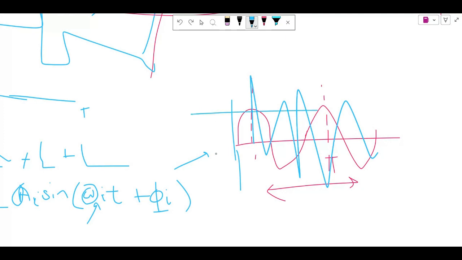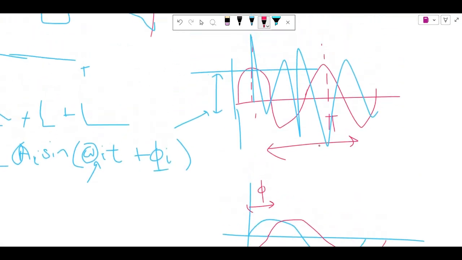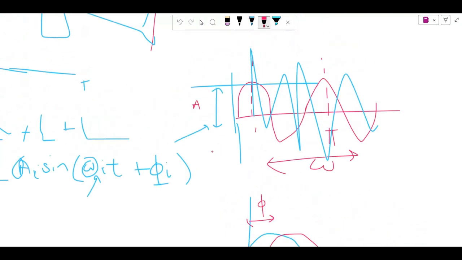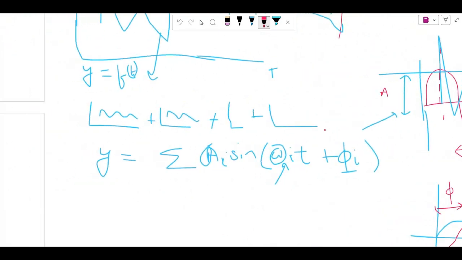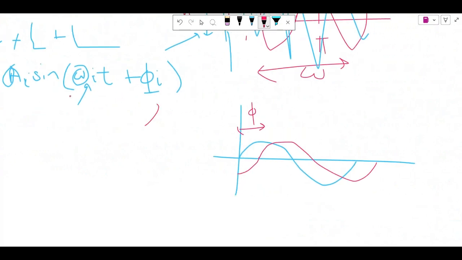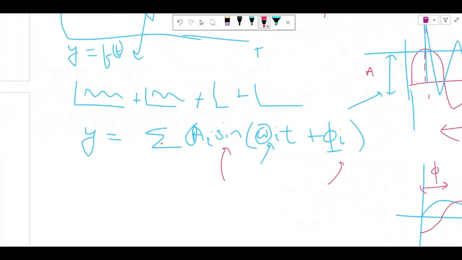The amplitude represents the maximum that it goes, and the phase represents how much shifted it is. So this is a sine wave with phase 0, and this is a sine wave with some initial phase. So phase tells you how much shifted you are from the origin. So you have your phase, you have your omega, and you have your amplitude. These are the three parameters which define a very simple sinusoidal wave. Don't worry about cosine, because if phi is 90 degrees, then this would be a cosine. So phase can adjust for sine, cosine, whatever.